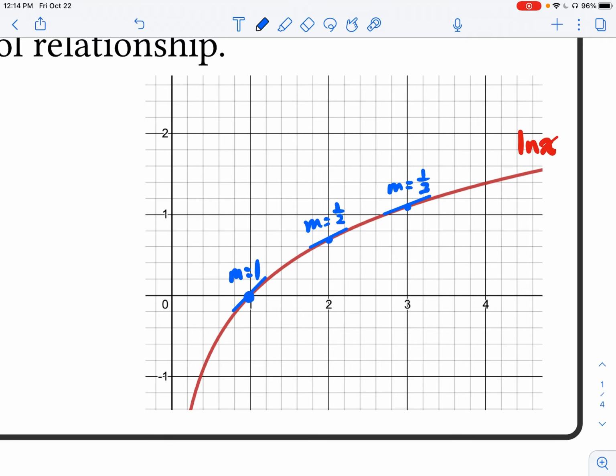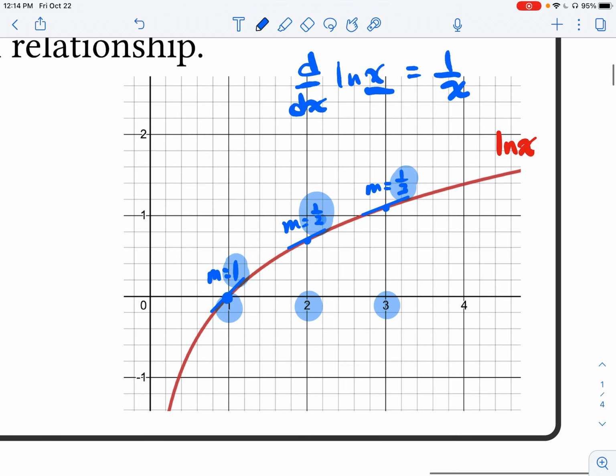And do we notice any relationship between these points? 1 and 1, 2 and 1/2, 3 and 1/3. And you might be seeing, yeah, clearly it just looks like it's the reciprocal here. That is to say, the derivative of the natural log function every single time appears to just be 1 over whatever your x value is. And that's not really a proof by any means. It's just something that I would hope that you would observe.